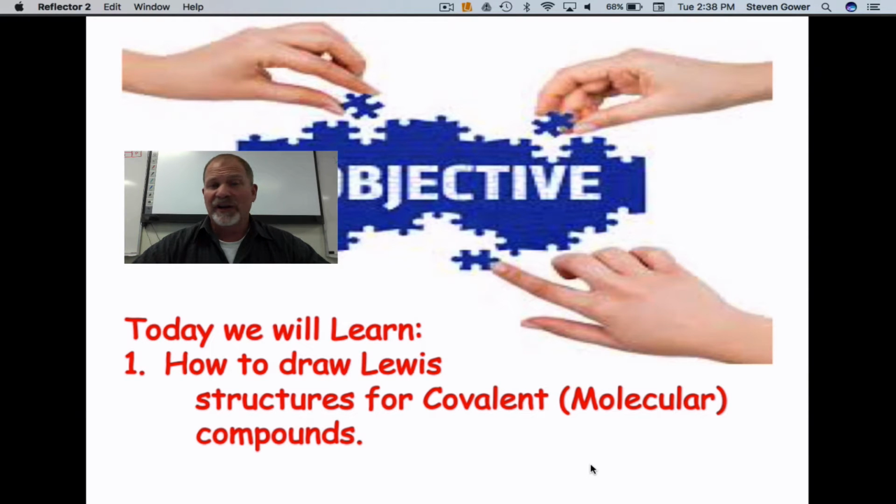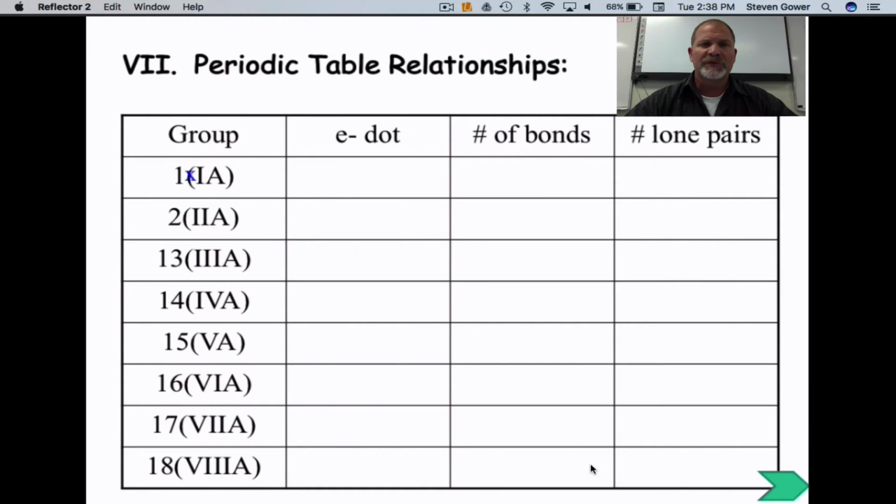Now we're moving into drawing these little structures of covalent or molecular compounds. First of all, we fill out a periodic table. And we know group 1 has one valence electron represented by one dot, and therefore it only wants one bond. Unpaired electrons are the ones that want to form bonds, no lone pairs. Group 2 has two valence electrons, therefore wants two bonds. Beryllium, for example, only wants two bonds, no lone pairs.